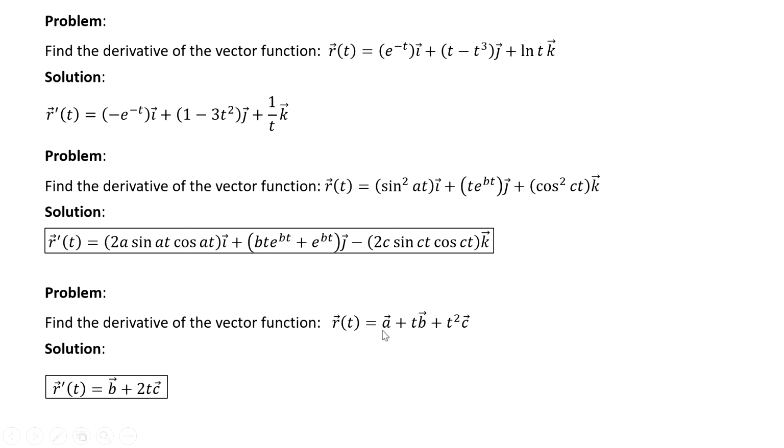And ridiculously simple, the derivative of a constant vector is 0, derivative of a is 0, derivative of t times b, b is a constant, so derivative of t is 1, c is a constant, so derivative of t squared is 2t. End of the story. Right? I hope you didn't feel insulted by my doing these problems. I did that just for the sake of completeness. Cool.